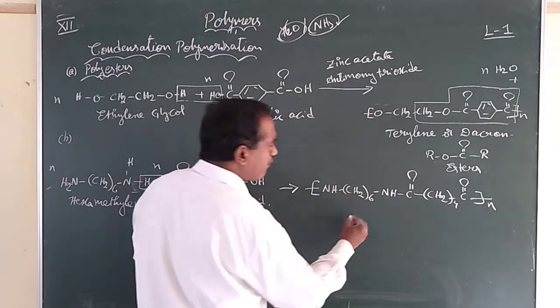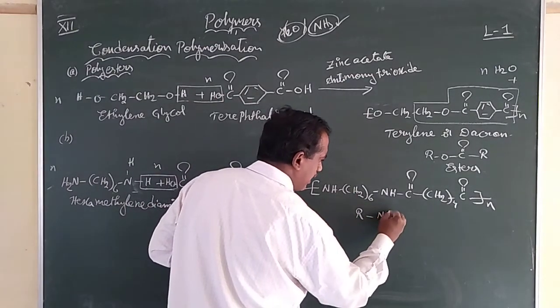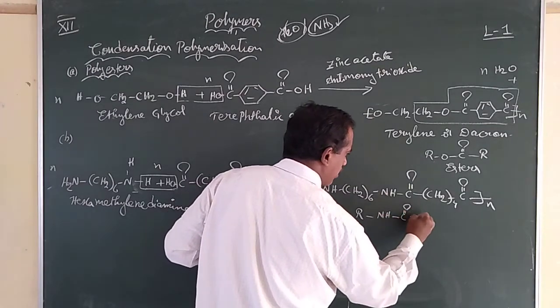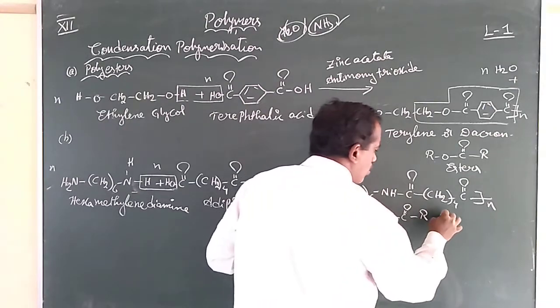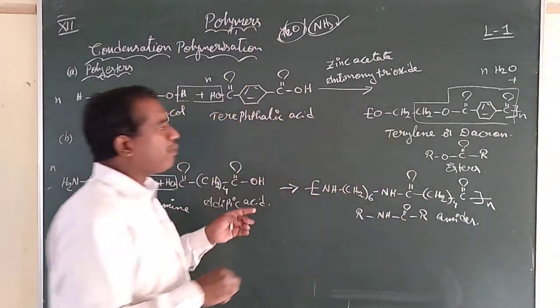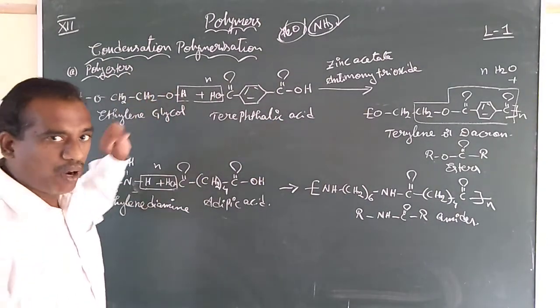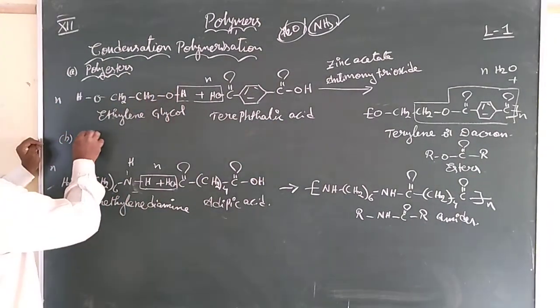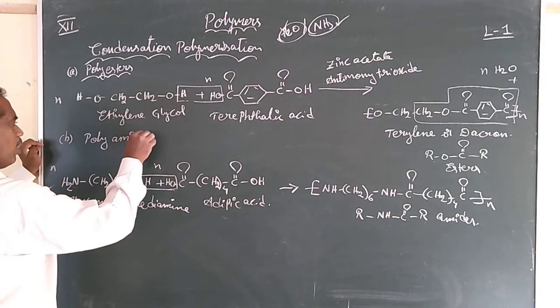And now what is the functional group in this one? Imagine this is R, this is NH and this is C double bonded O, this is R. Do you remember the functional group amides? In the above example we got esters, so I brought that under the title polyesters, but this is called under the title polyamides.